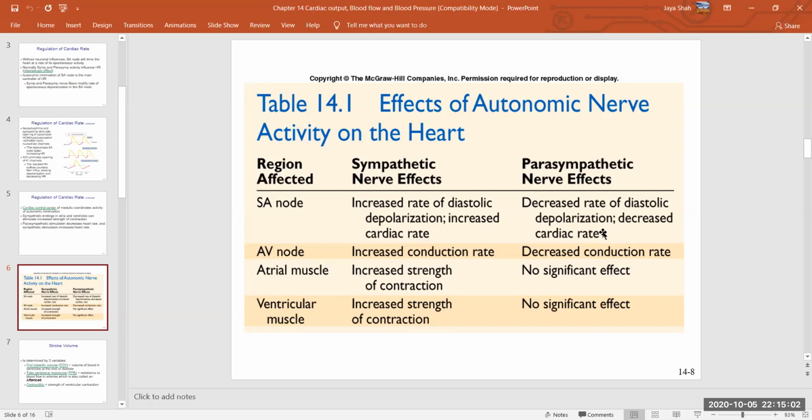whereas parasympathetic stimulation will decrease rate of diastolic depolarization and so decrease cardiac rate. It also decreases conduction rate in the AV node, but parasympathetic stimulation has no effect on the atrial or ventricular muscle. So it does not affect the force of contraction of the atria or the ventricles.